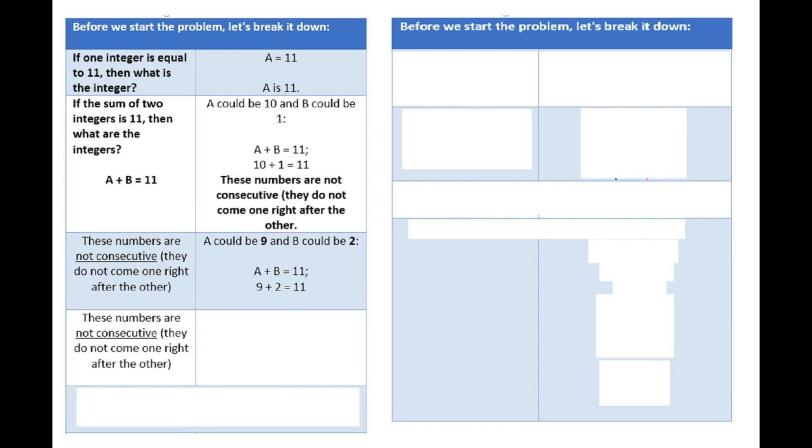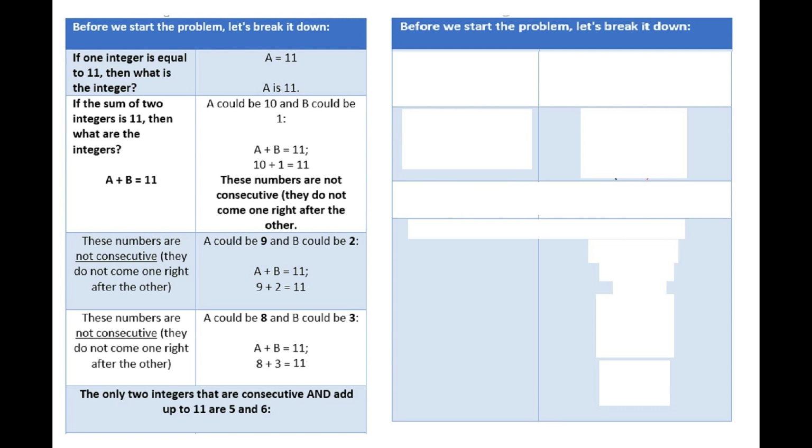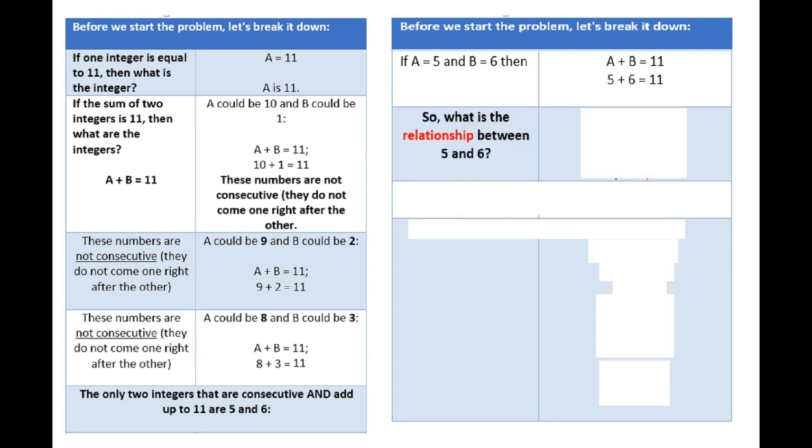8 and 3 do add up to 11, but they don't come right next to each other on a number line. The only two integers that are consecutive and add up to 11 are 5 and 6. So if A is 5 and B is 6, and A plus B is 11, 5 plus 6 does equal 11. Now we look at the relationship between 5 and 6.